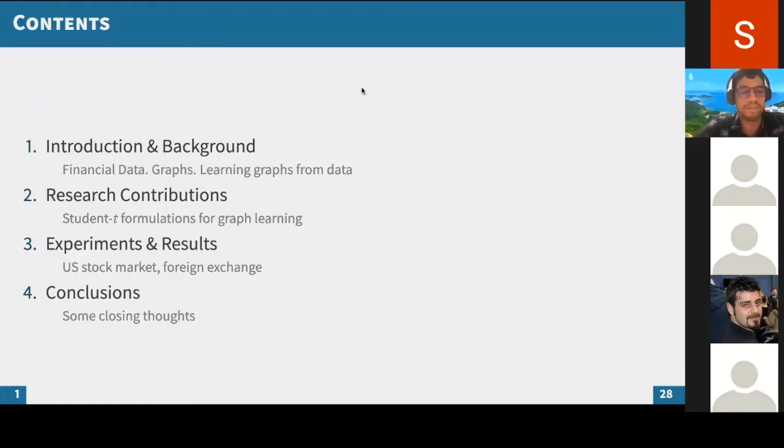These are the contents of my talk. I'm going to start with an introduction and a little bit of background on financial data and graphs and what it means to learn graphs from data. Then I'm going to move on to our main research contributions. I'm going to focus in particular on one of them, which is a Student-t formulation for the graph learning problem. And then I'm going to show some experiments with public data that everybody can reproduce, using data from the US stock market and from foreign exchanges. And then finally, some conclusions.